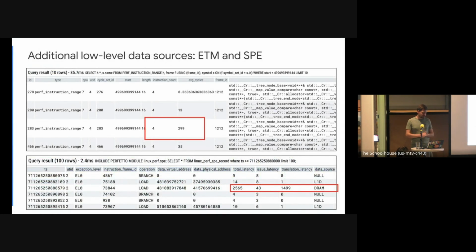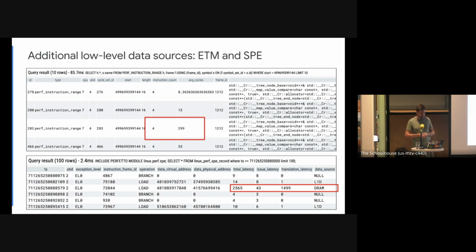And then we have low-level data sources like ETM and SPE. Those are the two that I just talked about. We also integrated those with Perfetto's tooling. And the example shown here is that there are some instructions that actually have really poor IPC. So here we have an instruction range of 4 instructions, and it took 300 cycles to execute it.